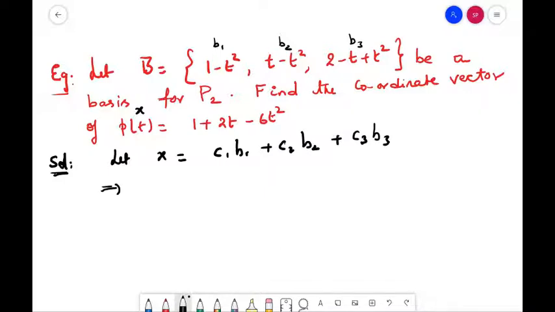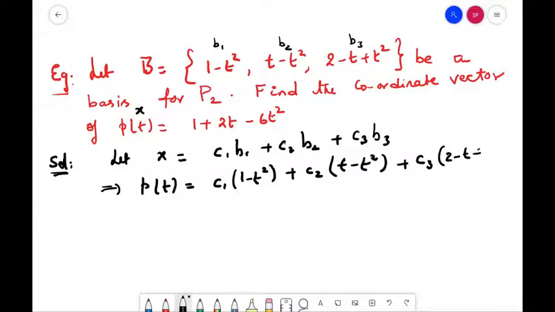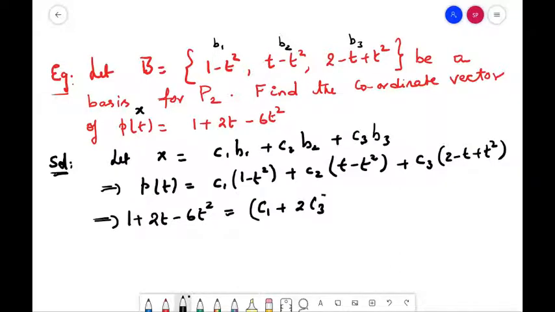That is, what is x for me? P of t is equal to C1 into what is B1, 1 minus t square, plus C2 into t minus t square, plus C3 into 2 minus t plus t square. Now what is P of t for us? 1 plus 2t minus 6t square is equal to, then this also let us write it as, so what is the constant? C1 into 1 plus 2c3, this is the constant.